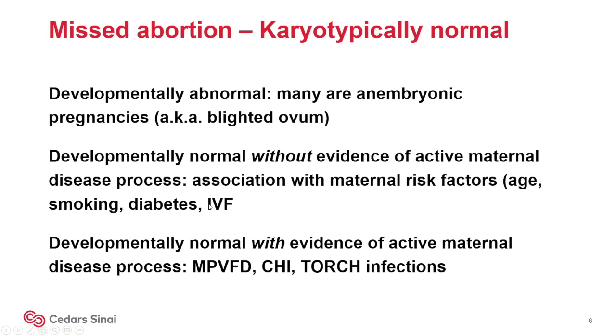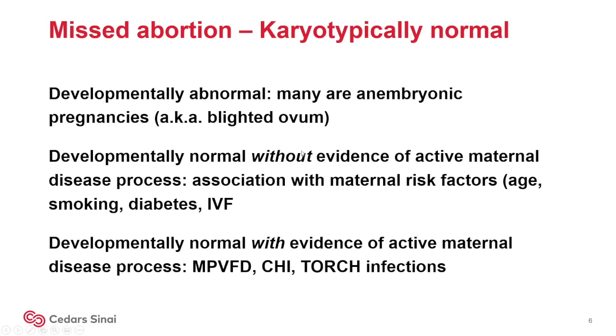So karyotypically normal POCs in missed abortions can either be developmentally abnormal or developmentally normal. The prototypical developmentally abnormal POC with a normal karyotype is the anembryonic pregnancy, also called a blighted ovum. There are some cases, of course, of anembryonic pregnancies with abnormal karyotypes, but most commonly they have normal karyotypes. If the pregnancy is developmentally normal, you have two other subcategories.